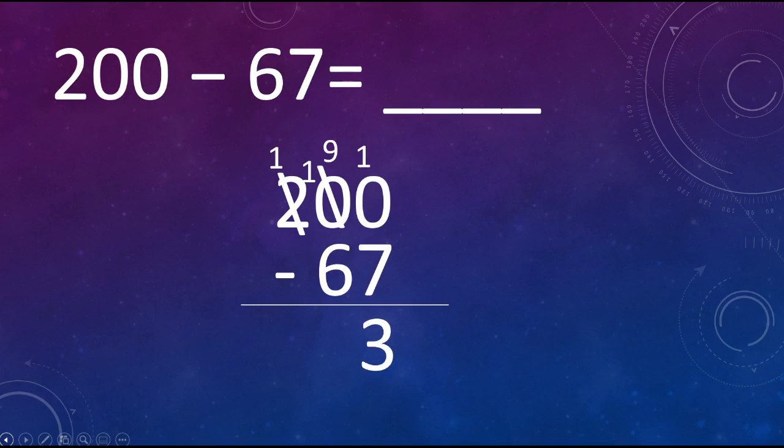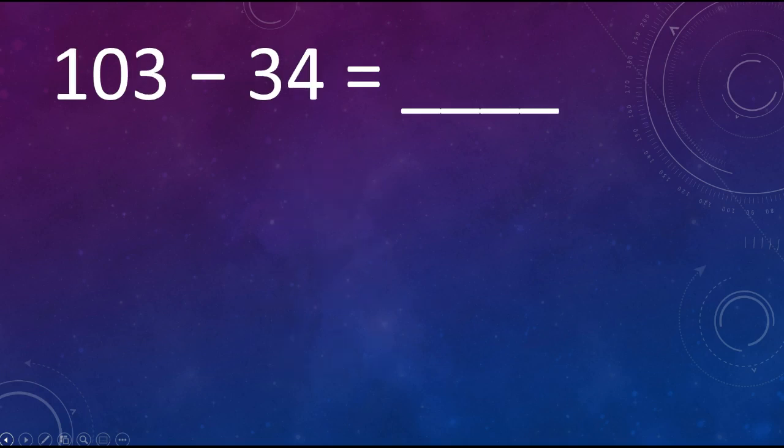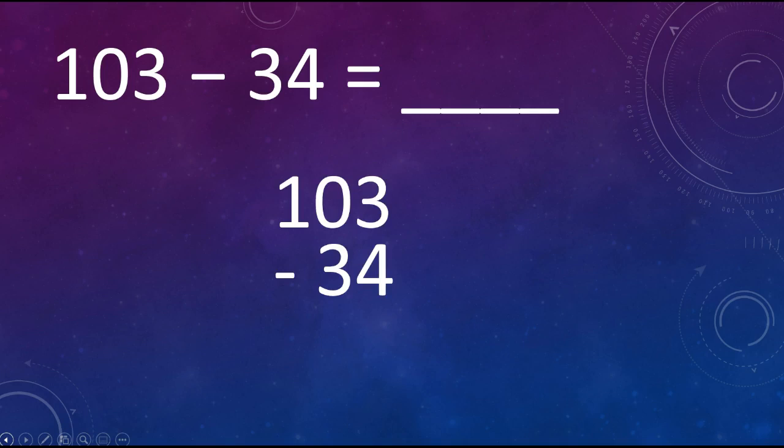See if this is what you came up with. 10 minus 7 equals 3. 9 minus 6 equals 3. And then we're going to bring that 1 down. And our answer is 133. Try this one on your own. Make sure you set it up where your hundreds, your tens, and your ones are all lined up. Push pause and then push play when you're done solving.